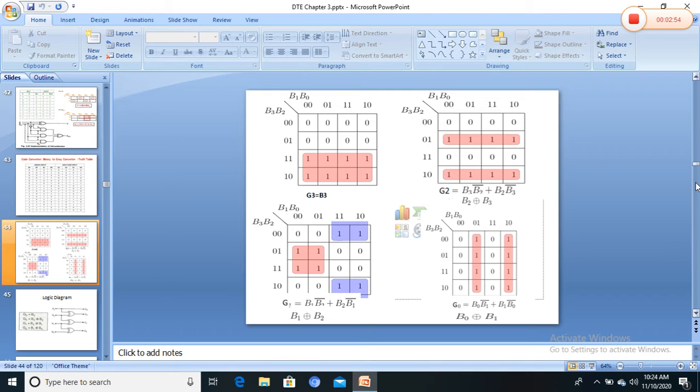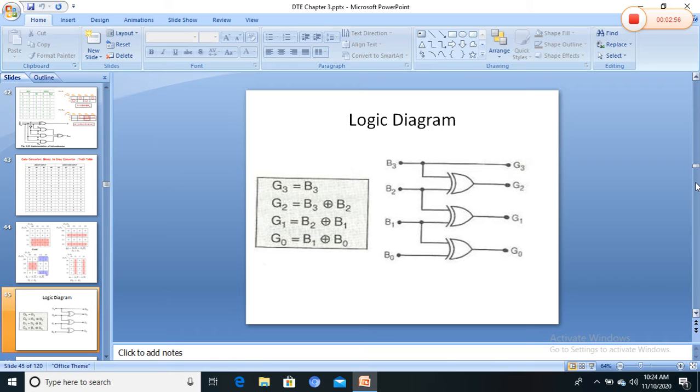We get the outputs for the binary input, and from the equations G3 is equal to B3, G2 is equal to B3 XOR B2, G1 is equal to B2 XOR B1, and G0 is equal to B1 XOR B0. This is the XOR gate. From all these equations we realize the logic diagram for the binary to gray conversion.